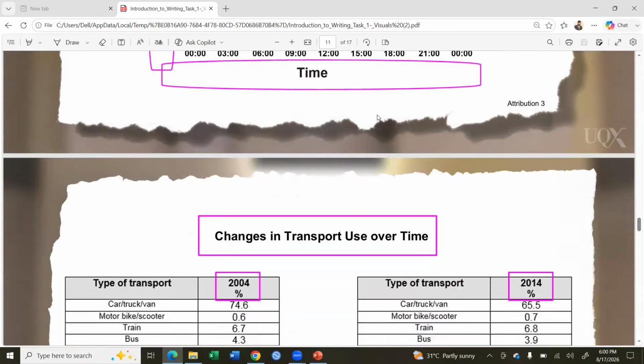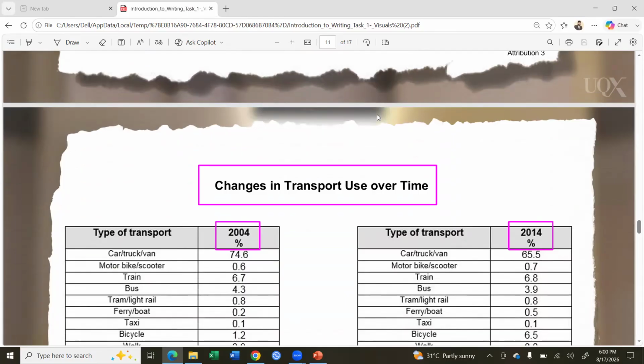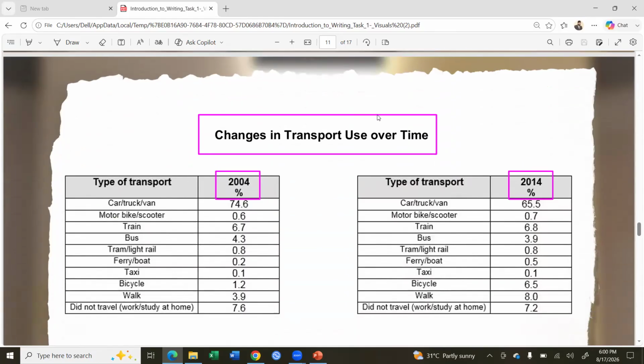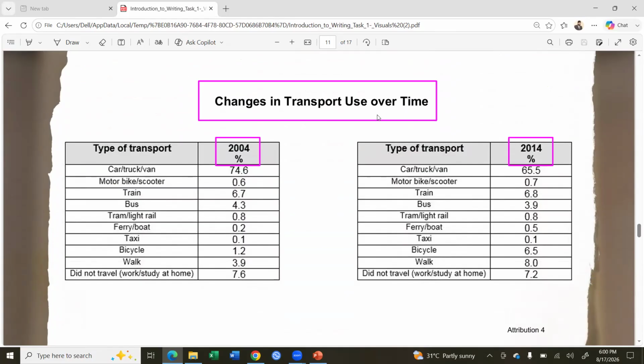Don't worry, we will discuss each and everything in detail, but I'm just giving you the idea of how the visuals would look like. Now, it's another type of visual that you may get. This is what you call tables, right? And in these tables, you are given two sets of data, and it talks about changes in transport use over time, right? How the transport use has been changed over time. So we have the data from 2004 and we have the data from 2014, right?